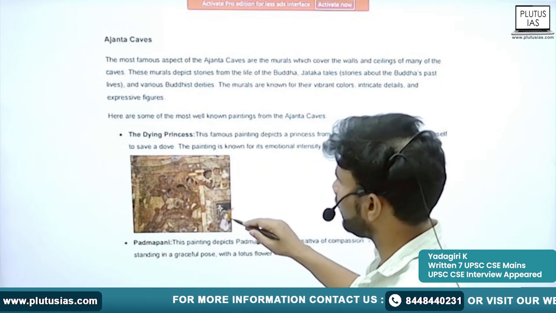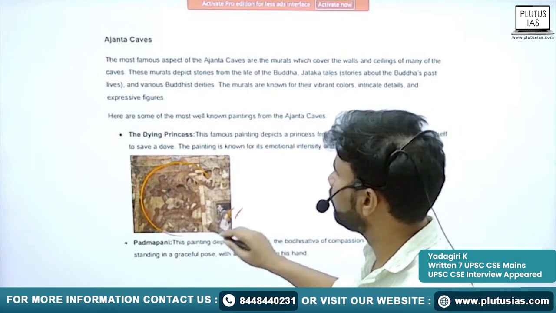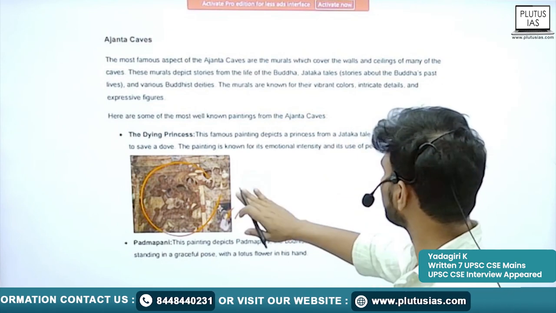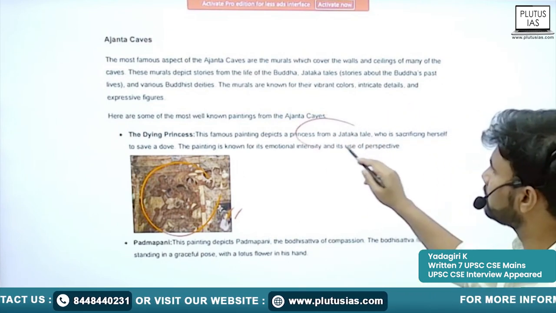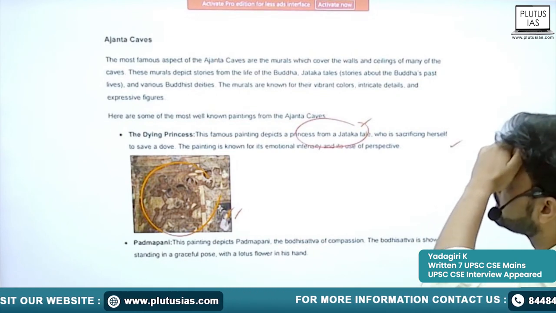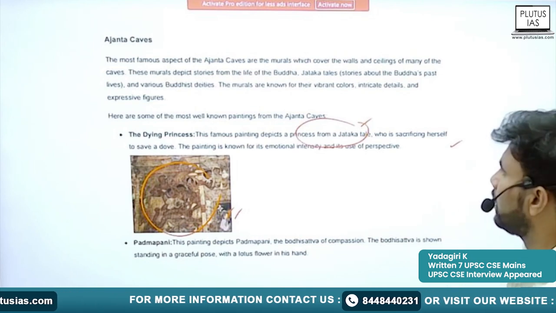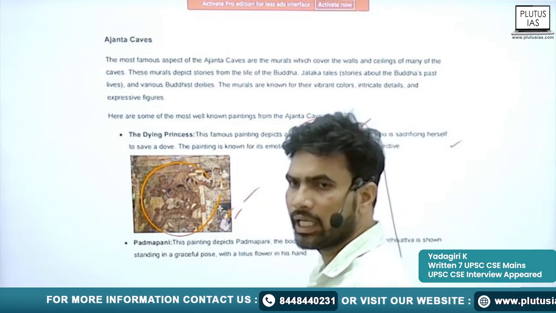Here one important painting you can see. In this painting you will see the dying princess. This depicts the princess from the Jataka tale, who is sacrificing herself to save a dove. So this is the painting of the dying princess.